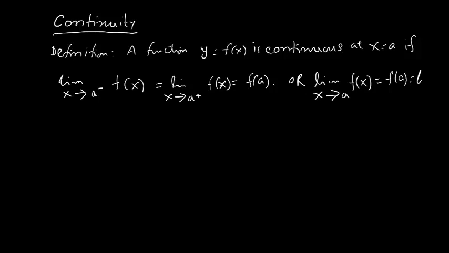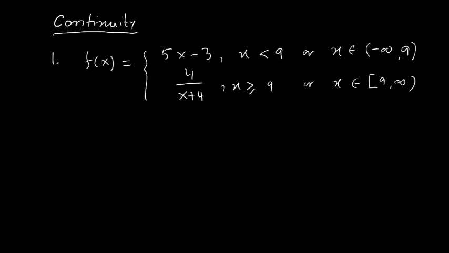Continuity of a function. Let us look at the definition. A function y equals f of x is continuous at x equals a if the limit as x approaches a minus, which is the left-hand limit of the function at a, and the limit as x approaches a plus of f of x are equal, and then also the function is defined at that point and all these values are the same. Then we say that the function is continuous at x equals a, otherwise it will be discontinuous.